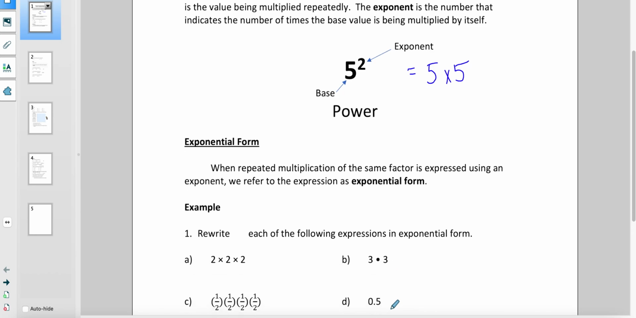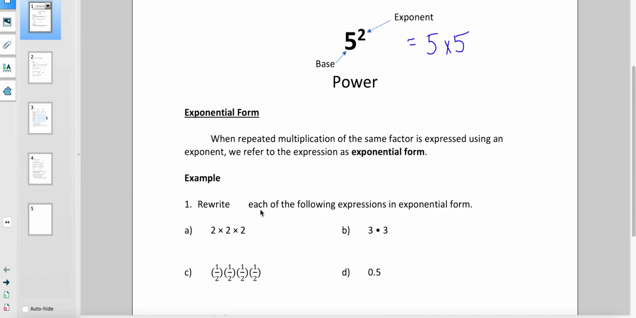When repeated multiplication of the same factor is expressed using an exponent, we refer to the expression as exponential form. So for example, rewrite each of the following expressions in exponential form. So we want to take that repeated multiplication and we want to write its equivalence with a base and an exponent. So if we take a look at example A, we have 2 times 2 times 2. So 2 is what's being multiplied by itself, so that's your base. You have a base of 2, and it's being multiplied by itself 3 times. 1, 2, 3. So that is your exponent, 3. So we went from expanded form to exponential form.